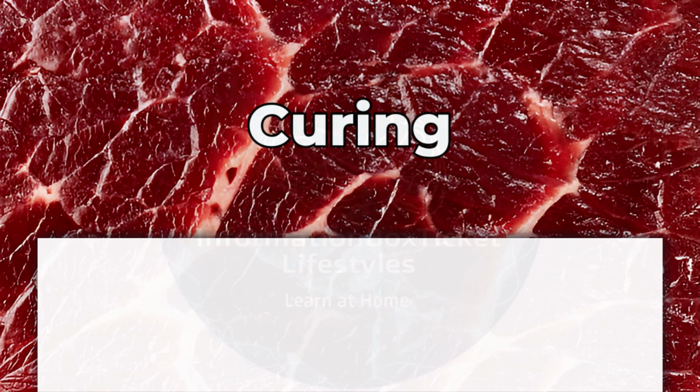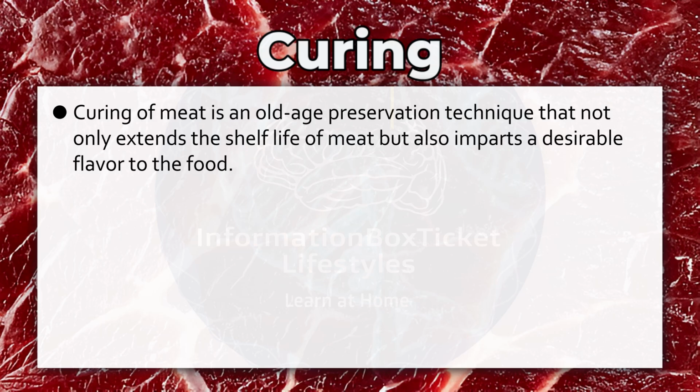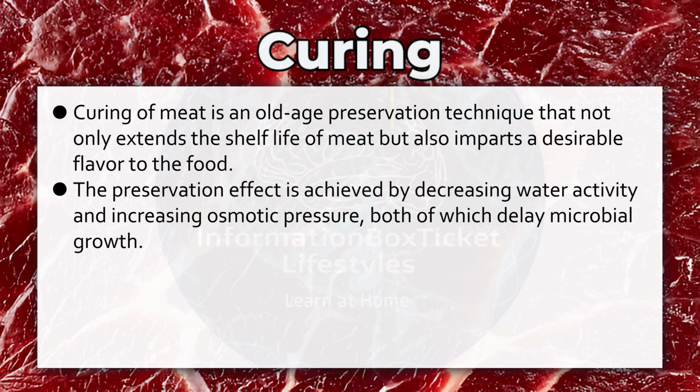Curing. Curing of meat is an old-age preservation technique that not only extends the shelf life of meat, but also imparts a desirable flavor to the food. The preservation effect is achieved by decreasing water activity and increasing osmotic pressure, both of which delay microbial growth.